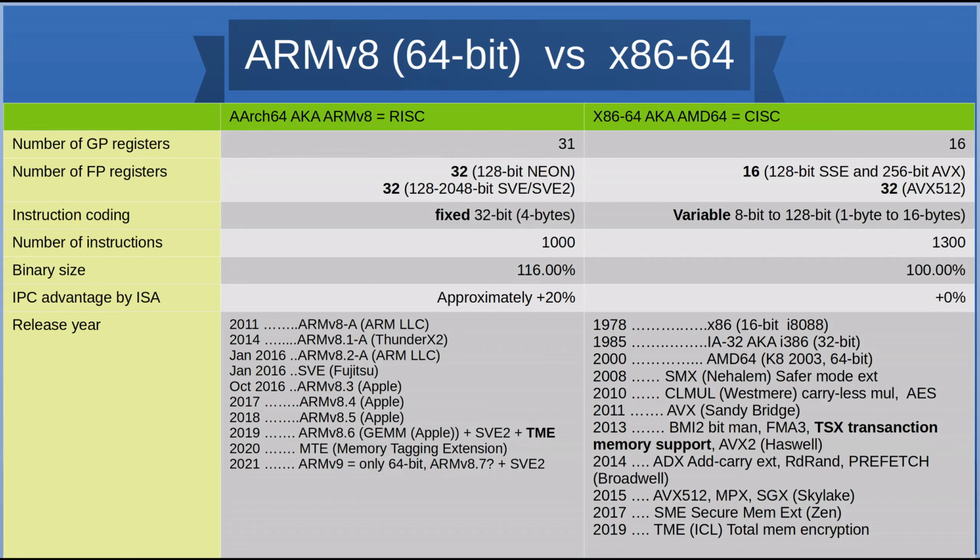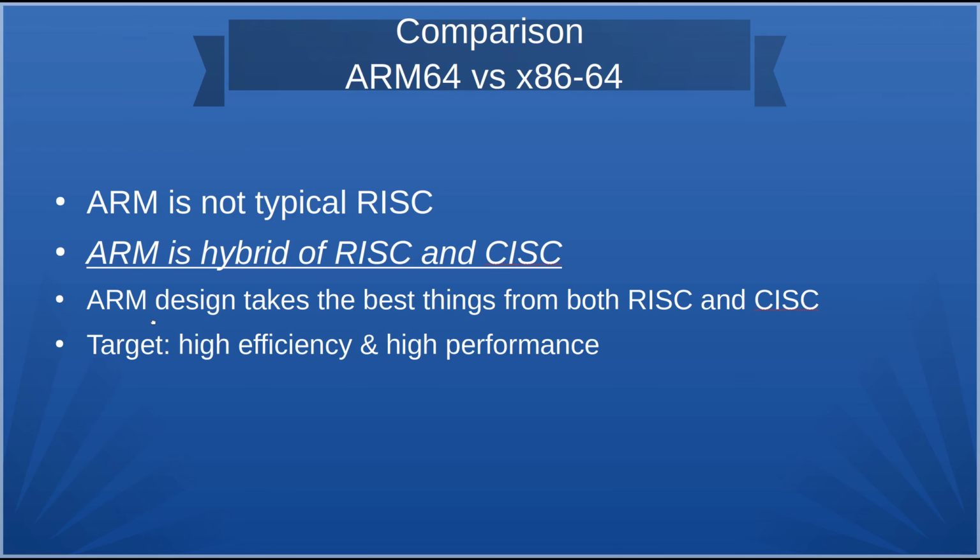To start with, ARM is not actually a typical RISC, because a typical RISC is like MIPS32, which has like 87 instructions. ARM has many more, hundreds and hundreds of instructions. It's really similar to CISC, so in terms of complexity, it's really similar. When they designed the ARM instruction set in 2010, they took the best things from both RISC and CISC and combined them together. So ARM is more like a hybrid than anything else.